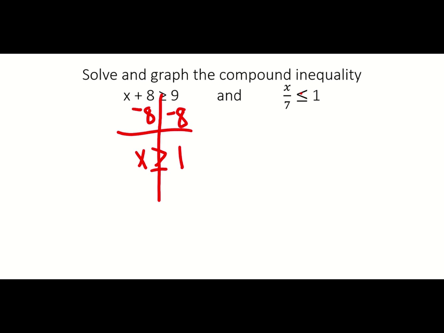For the other inequality, I need to multiply both sides by 7 to get x. 1 times 7 is 7. And then drop down less than or equal to. So I have x is greater than or equal to 1 and x is less than or equal to 7. So now we need to graph it.